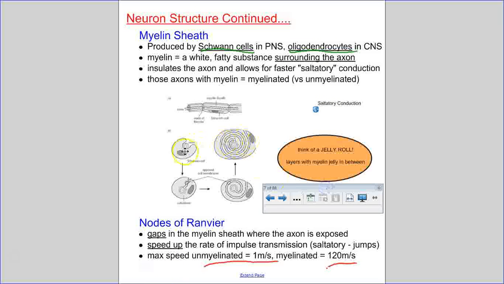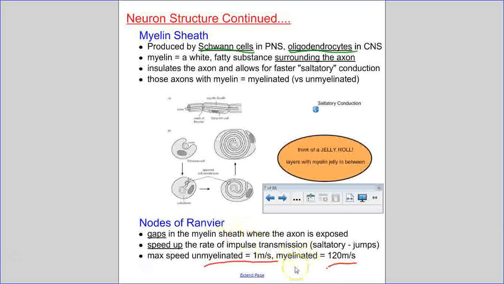Okay, so the myelin sheath is produced in a jelly roll fashion. More is added on, and more is added on, and it usually is complete by the time we reach adolescence. And the gaps between these Schwann cells and myelin are the nodes of Ranvier.